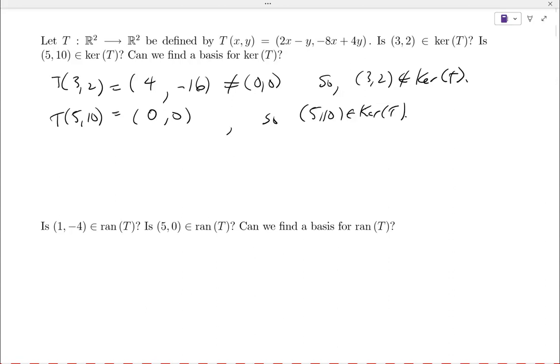Remember, subspaces are closed under addition and closed under scalar multiplication, right? So we'll talk about how we can prove that later, but let's just talk about how we would find a basis, assuming that it is a subspace. The kernel is the set of everything that gets mapped to the 0 vector. How might we find the set of everything that gets mapped to the 0 vector for this transformation?